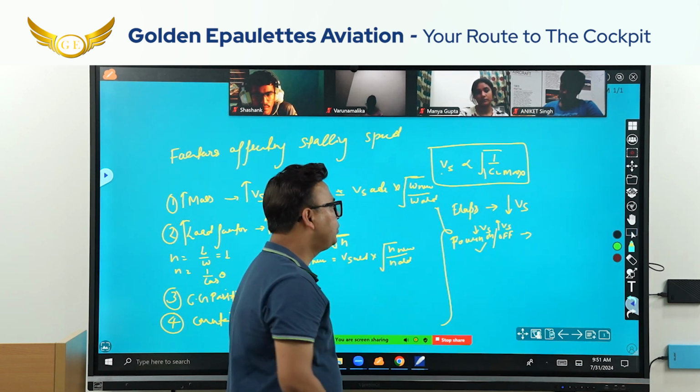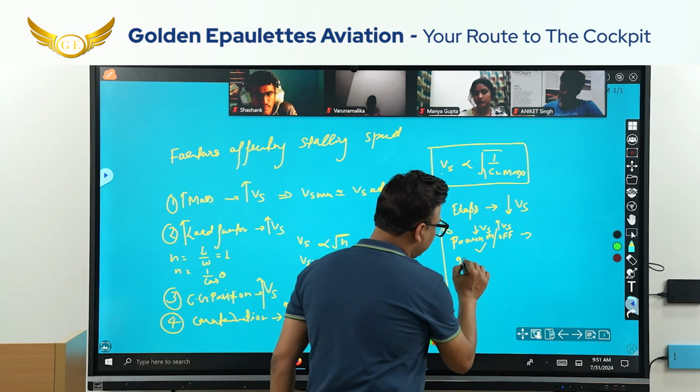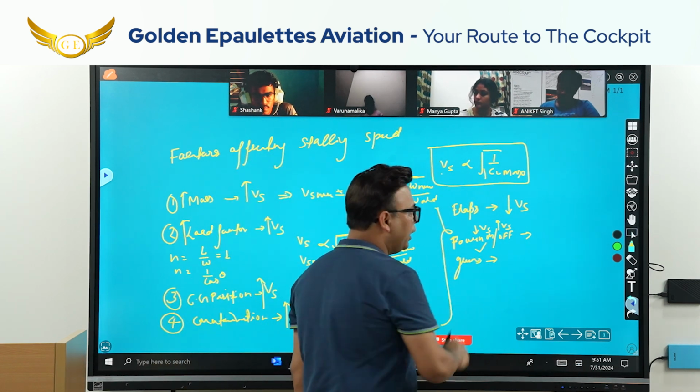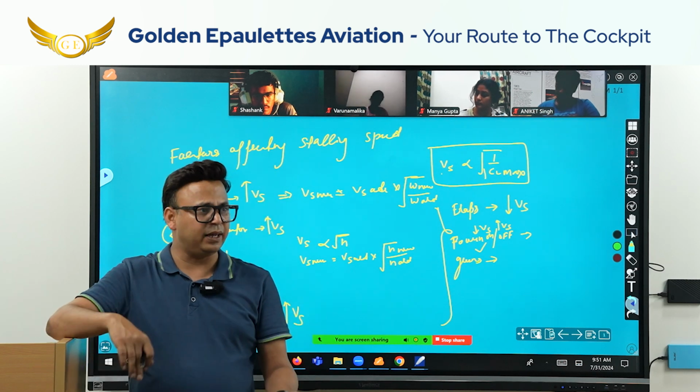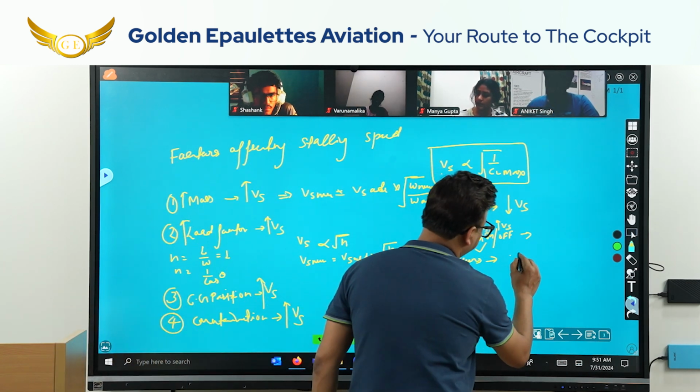Next, flaps and gears. Flaps हो गए. Next, gears. अगर आप gear डालोगे, drag बढ़ेगा. Drag बढ़ेगा तो stalling speed बढ़ेगी.